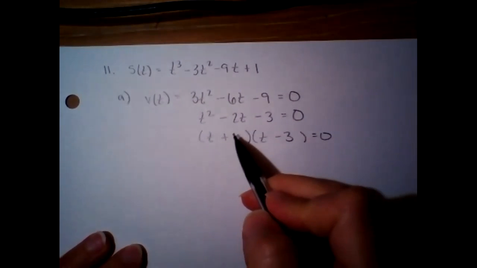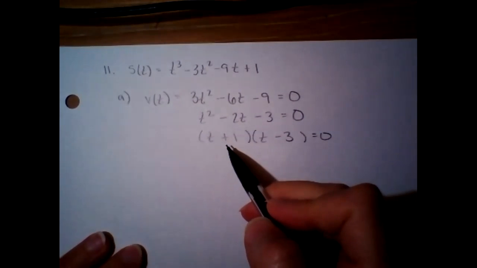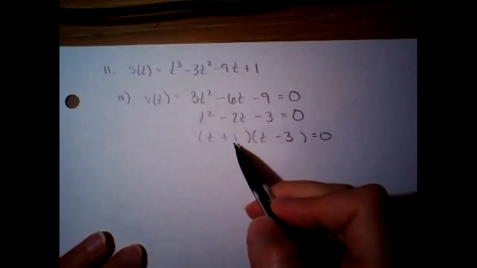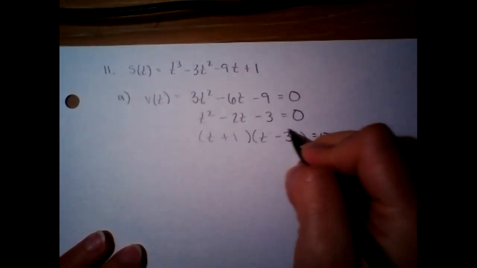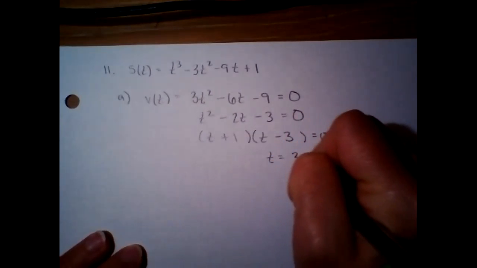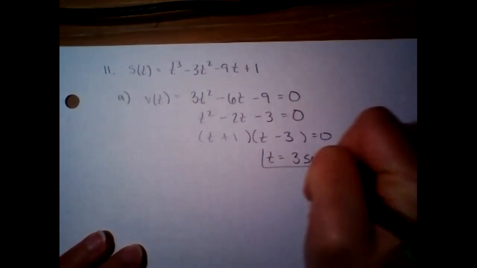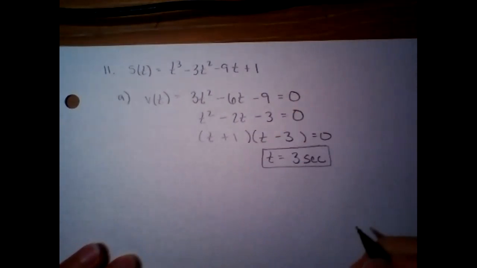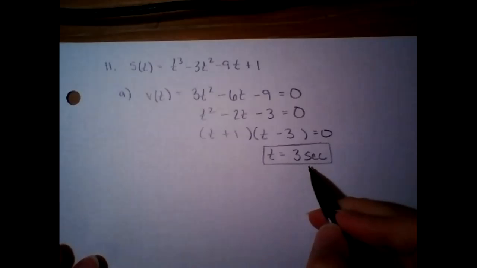And so we don't get a result from this one. I had some people write t equals -1 seconds. We can't do negative time. So you're only going to get the result from this one. That would be time 3 seconds. So just remember, we can't do negative time. And so that is the only answer we get from that one.